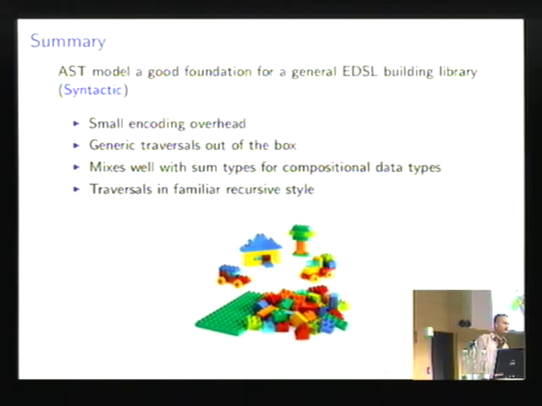Okay, to summarize, the overall goal was to define a generic EDSL library, and for that we need to be able to define syntactic constructs independently and compose them, and we also need to be able to define generic traversals over such expressions. And the AST type lets us do both of those things.